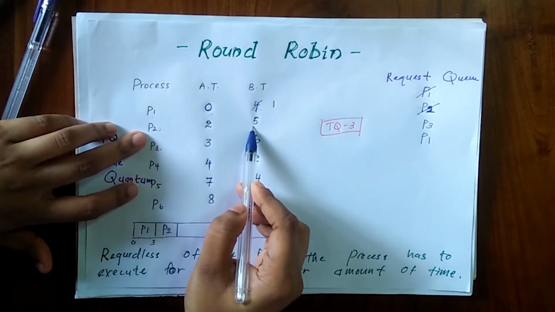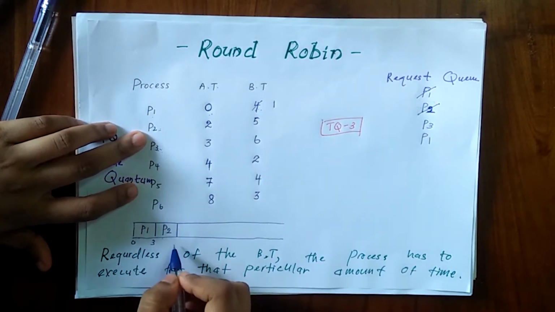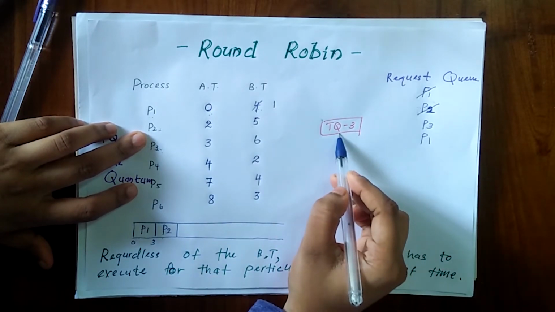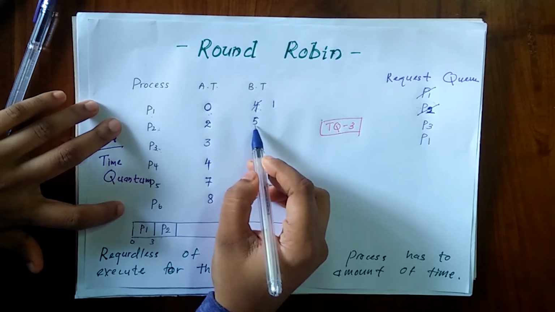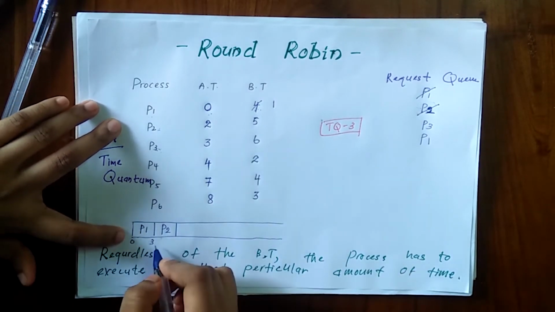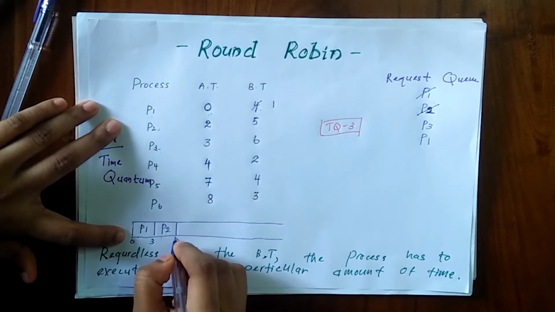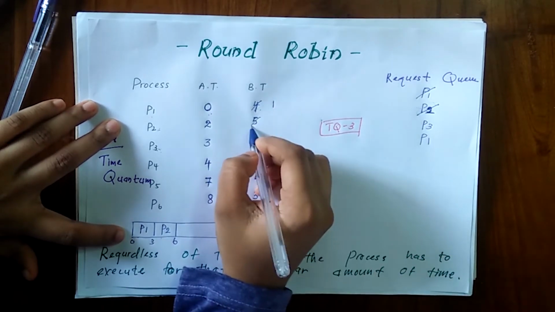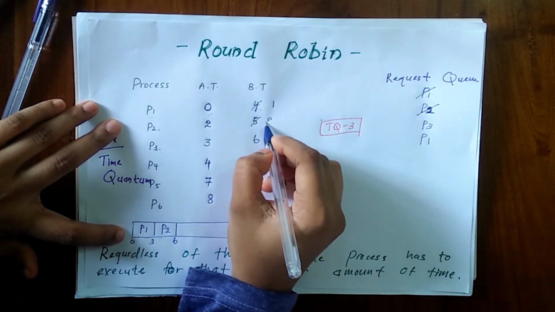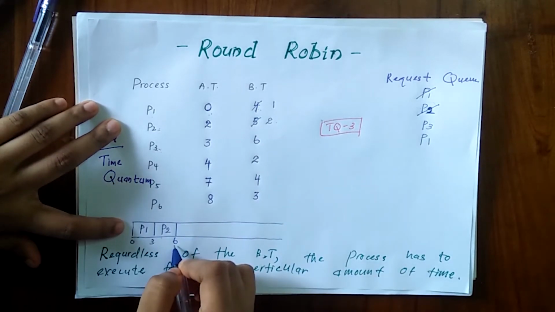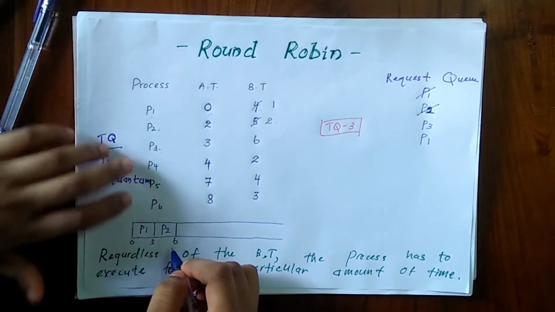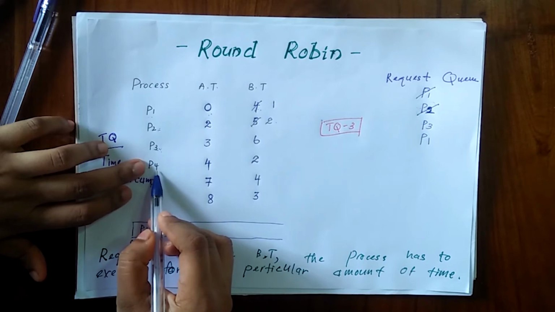It is 5, but we cannot write 5 here, right? We have to take only 3. So from 5, we are going to write only 3. That means 3 plus 3, 6. So how many left? Yes, 2 left, right? And within these 6 seconds, you can see P4 arrives, right?